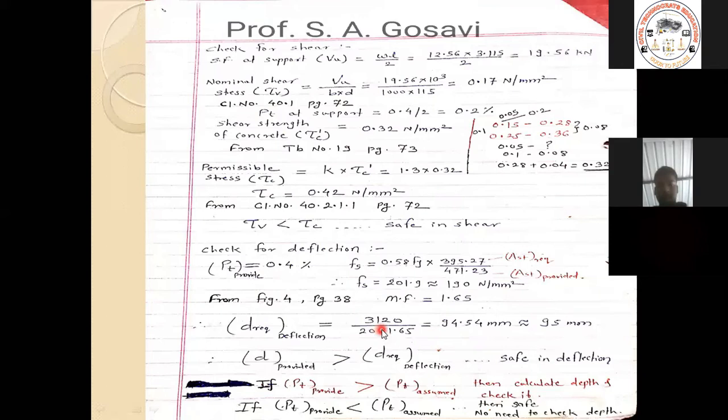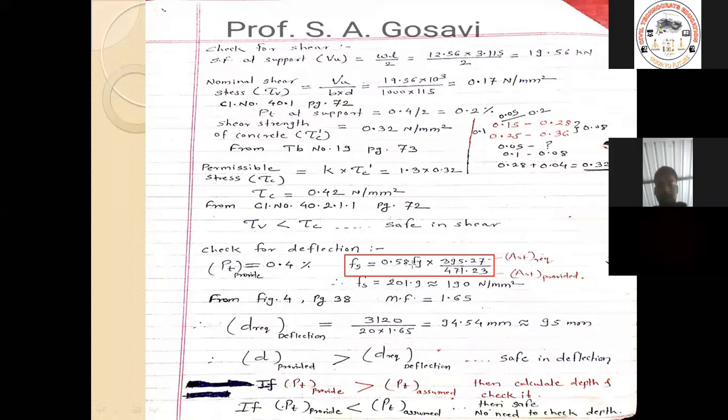Satyavan More, please switch off your video. So here, if you go to figure number 4 and page number 38, first of all, you need to calculate the Fs. What is the Fs? The value of Fs is the formula you already know. Fs is equal to 0.58 Fy into Ast required divided by Ast provided. This formula is also given in the IS code below this figure.